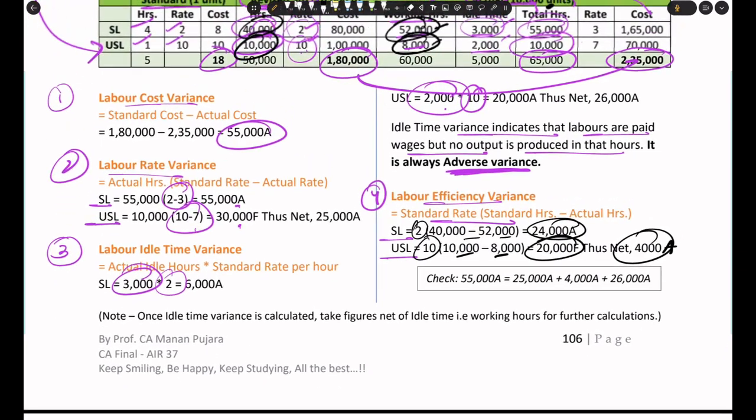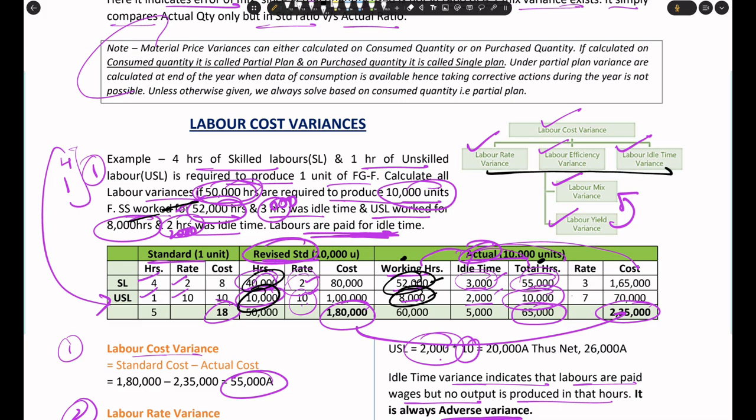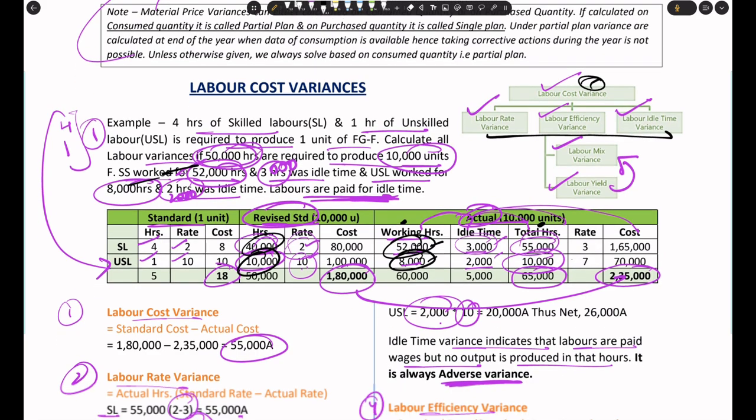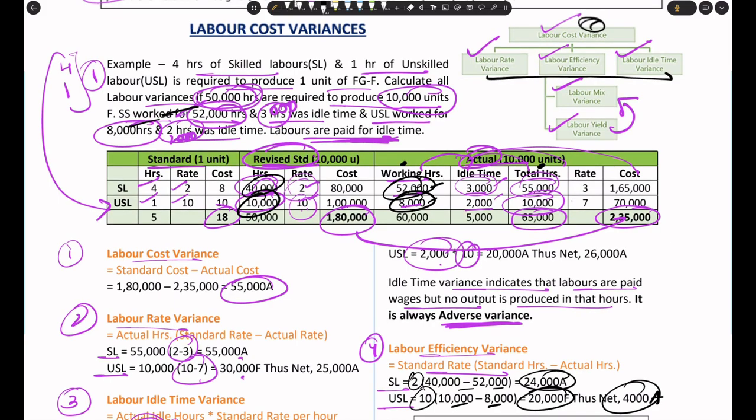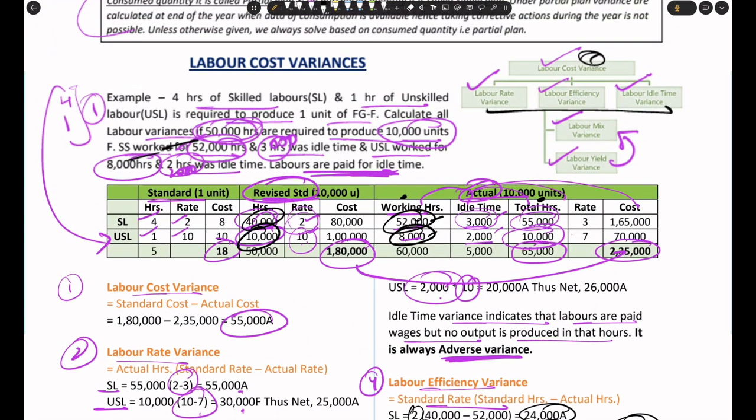So we can also check. The total of these three must be similar to the labor cost variance. Let's check: labor rate, efficiency, and idle time. Efficiency is 4,000 adverse, so put on calculator negative 4,000. Then add 26,000 to it, and then add 25,000. So the answer comes around to 55,000. So it is verified that we are doing correct.